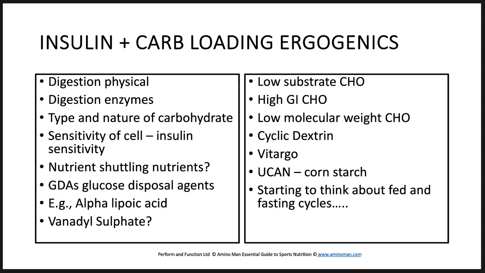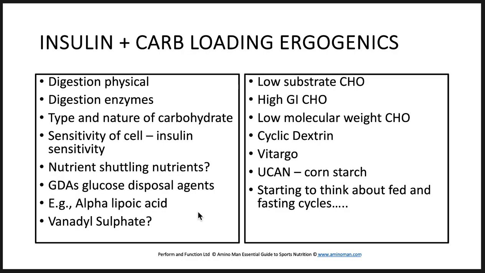We've got all the digestive processes to think about, the physical process of chewing your food, swallowing your food, that sort of thing. We can look at digestive enzyme support, hydrochloric acid support where necessary. That may be more applicable for an older athlete. We need to look at the type and nature of the carbohydrate, of course, and that's where our old friends glycemic index, glycemic load, and insulin index all come into the picture.